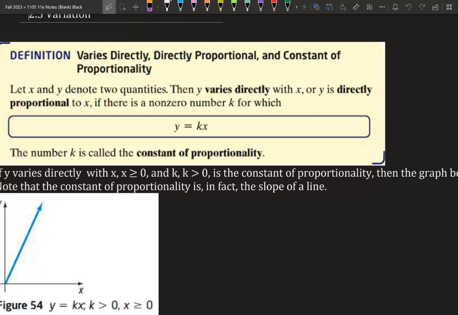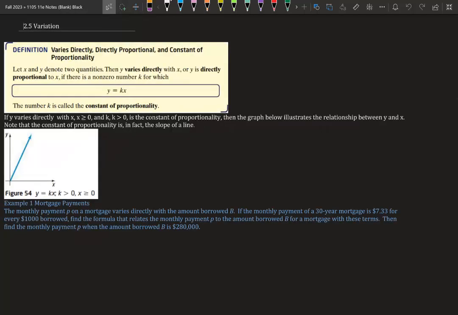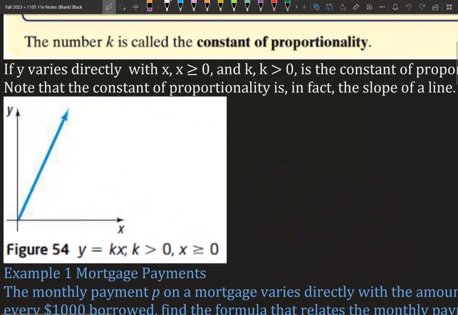So if you see the phrase varies directly or directly proportional, that actually means multiplication. If y varies directly with x and x is greater than 0 and k is greater than 0, then the graph below illustrates the relationship between y and x. Note that the constant of proportionality is in fact the slope of a line. So lines are direct variation.